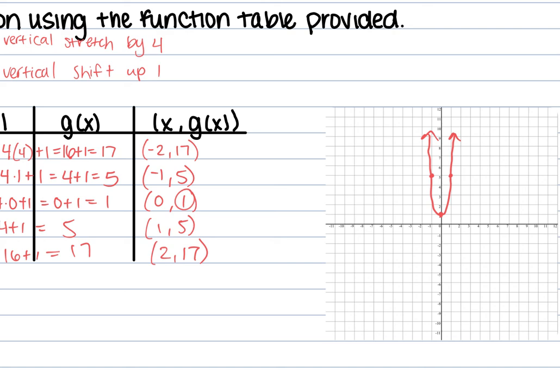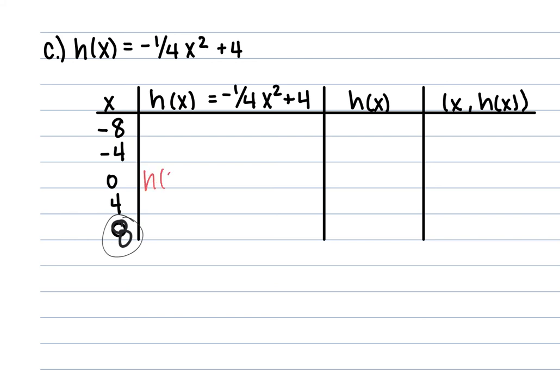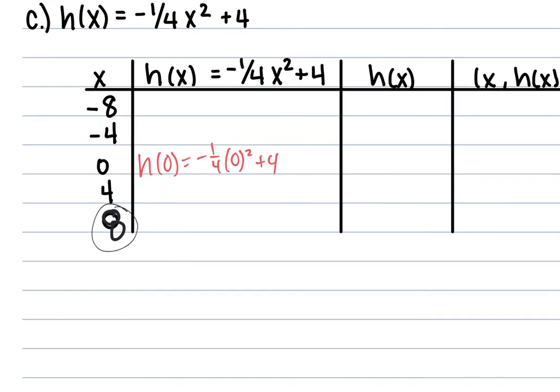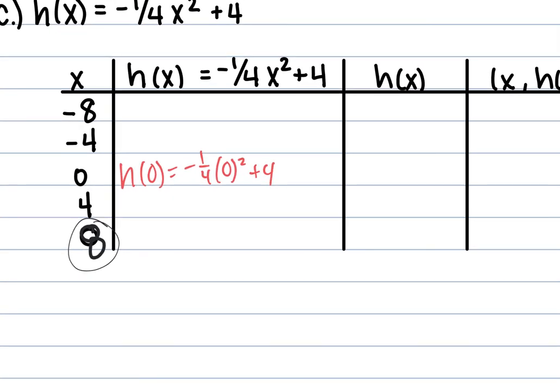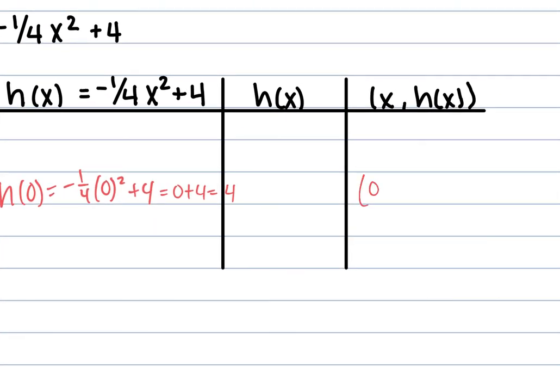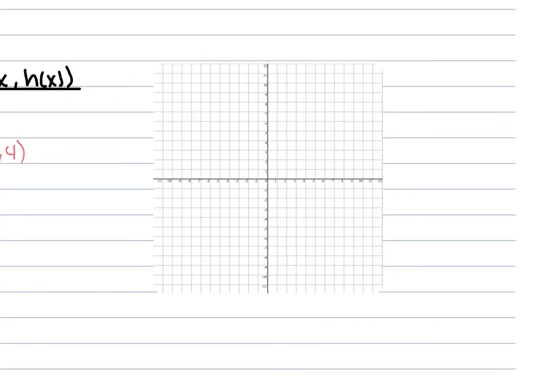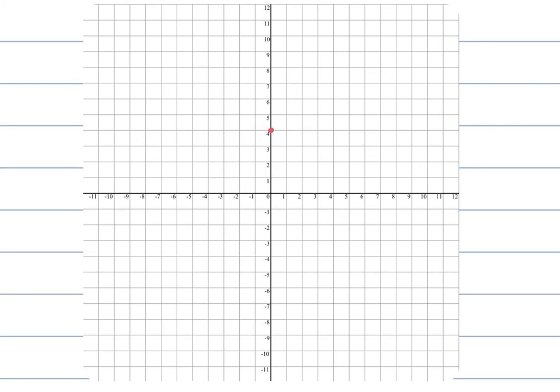Peeps, you should have gotten h of 0 equals negative 1/4 times 0 squared plus 4. Yes? You're going to get 0 for the left term, and you're just going to have 0 plus 4, which is 4. So your first point should have been 0 comma 4. Did we all get that? Any questions on that one? Okay? So you should have had a vertex at 0 comma 4, which I saw a lot of.